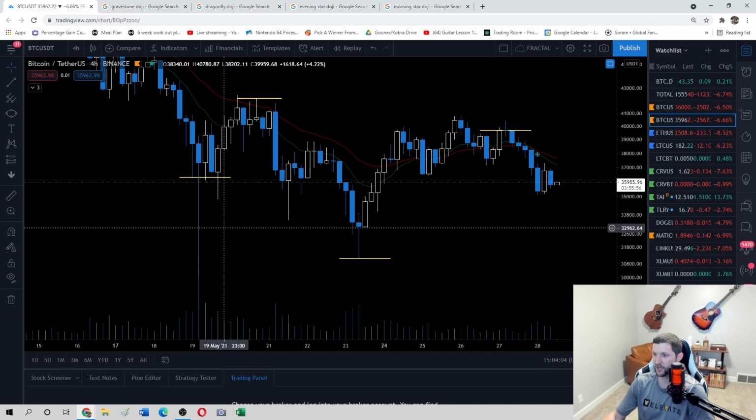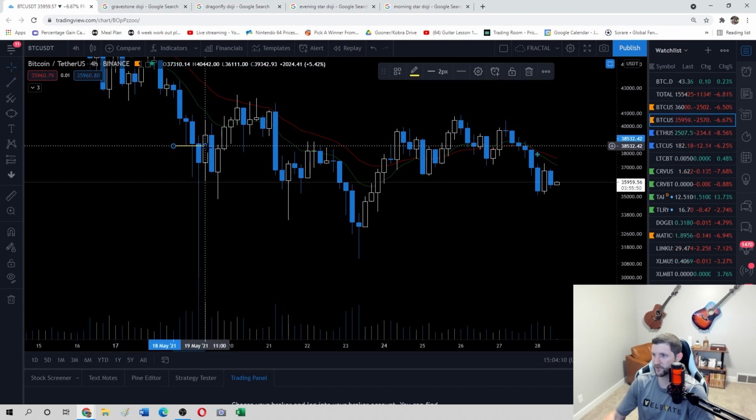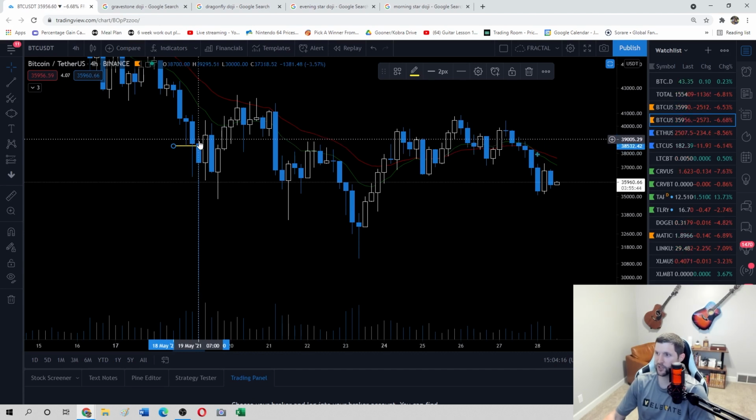You can see here we did have a high volume Dragonfly doji, which also held here. It faked out and came back above and tried to push, but then you can see it broke down here, invalidated for now, and then you need to look at further validation.